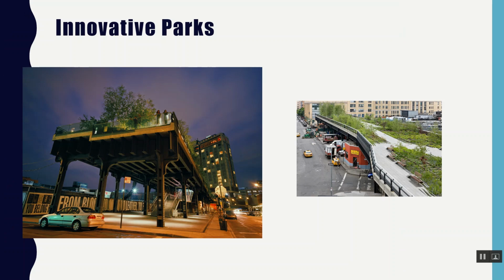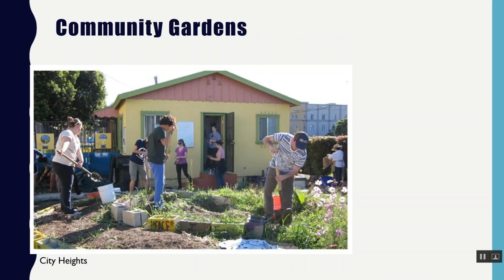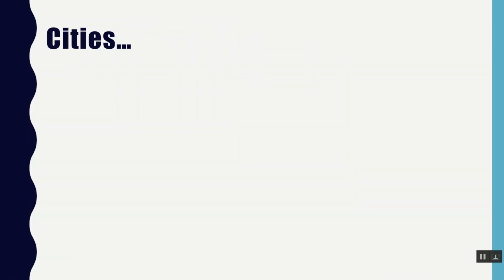Also creating innovative parks. This is Highline Park. I'm not going to talk about it too much because you are going to watch a short video after this about Highline Park, where they took this old railway platform that was just sitting there and turned it into this amazing park space in New York. Also, you can get increased urban food options from greening your city, which I'll talk more about in the next module, including community gardens.